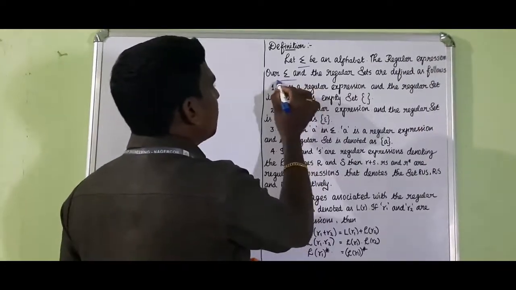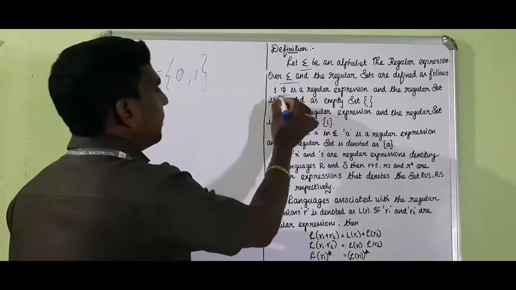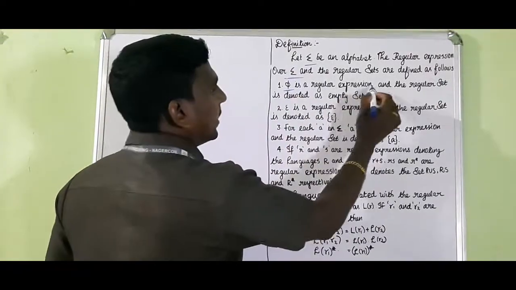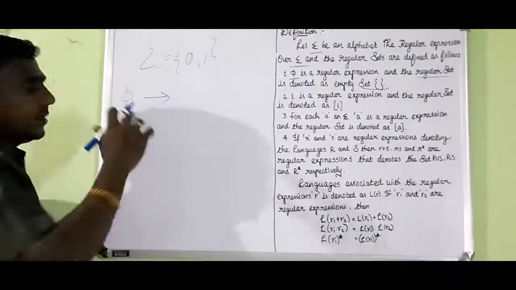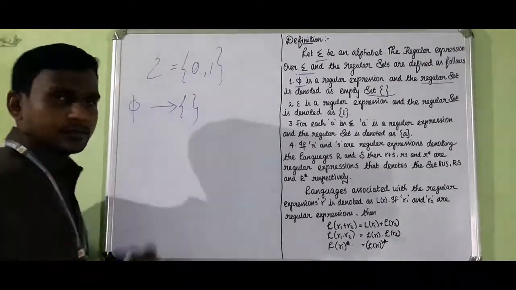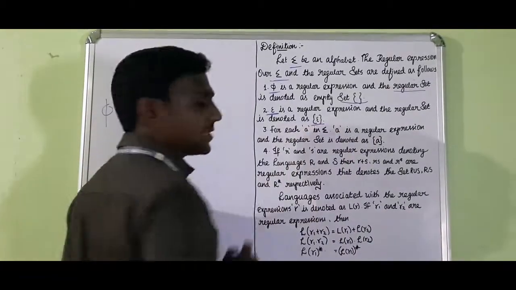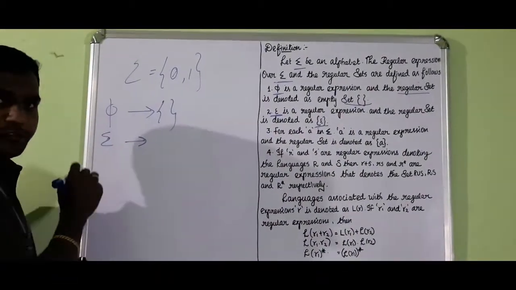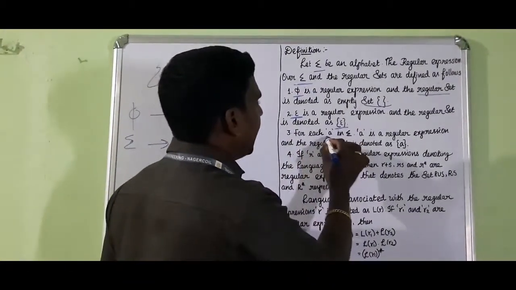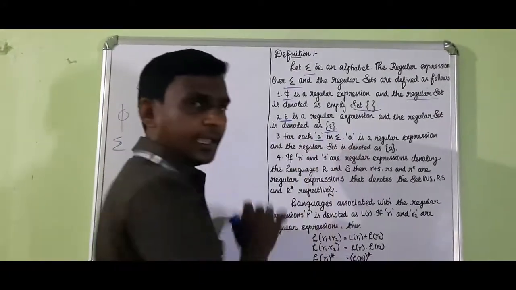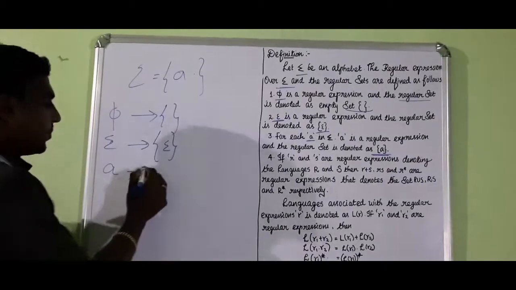The regular expressions over sigma and the regular sets are defined as follows. If the alphabet is empty, then the regular set is defined as the empty set. Second, if epsilon is a regular expression, then we mark the regular set as epsilon. This is the regular set. And for each a, if a is a regular expression, that means if sigma has a, the alphabet has a, we will represent the regular set as a. So if you have a as an alphabet, we will represent it as a.